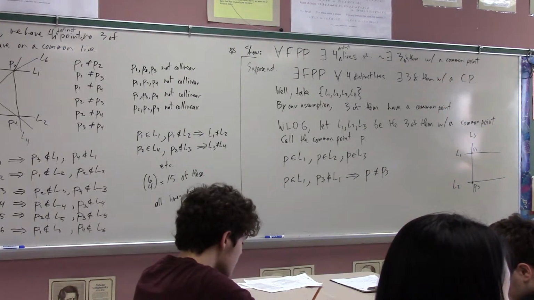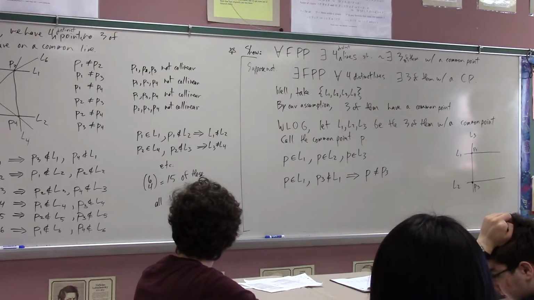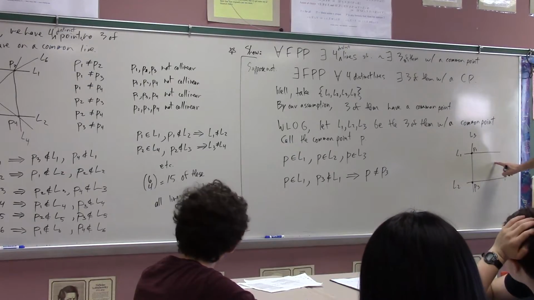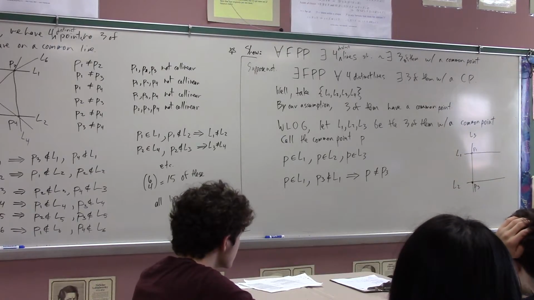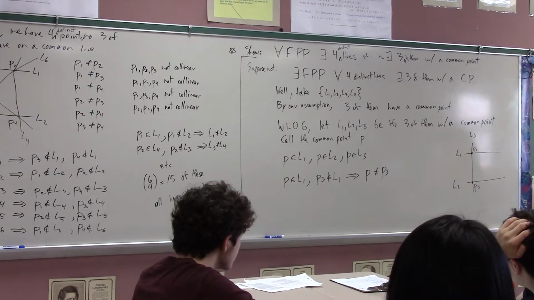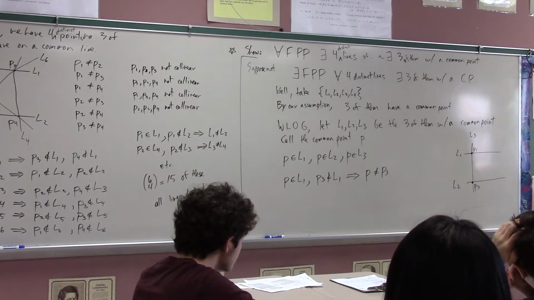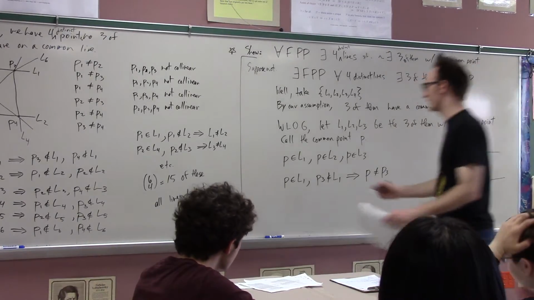I don't think I need to do them all, right? Because now, since P is not P3, what I have to add to my picture is L1, L2, and L3 all intersecting at some point P. But that's impossible, because P and P3 are on L2, and also L1. Oh, right. I see. That's the problem.